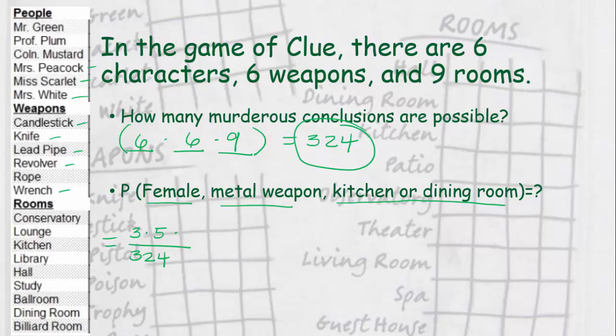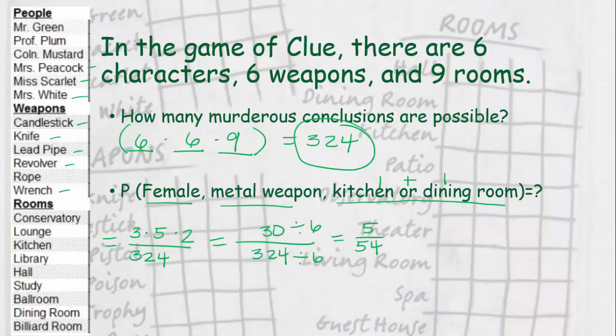And then we're going to multiply by kitchen or dining room. This is one of those "or" situations, and you don't have to overthink it. That's clearly just 2 rooms. But another way to look at it is that it's 1 plus 1. When you see the word "or," you add those things together. We just multiply that out. And that's 15 times 2, which is 30 over 324. And that does need some reducing. I think we can divide by 6, both top and bottom, to reduce it down to 5 over 54.